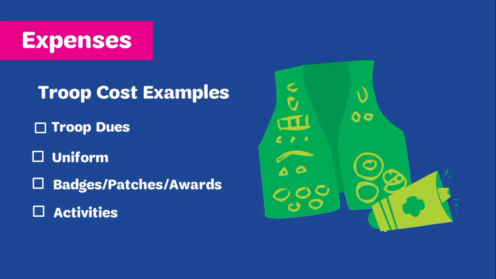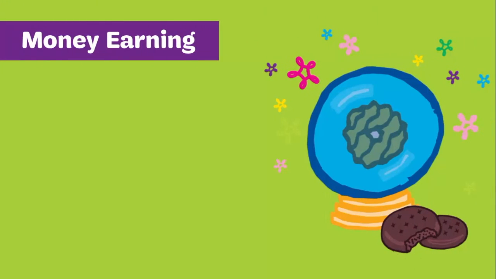Activities. Any troop outing or event or training that the troop attends does have some sort of associated cost. There are a variety of ways that troops can contribute to troop expenses. Setting goals, budget planning, and money earning are a big part of Girl Scouts. The girls decide what they want to do, they make a budget, and then they earn the money needed.